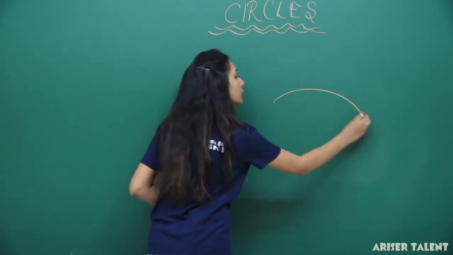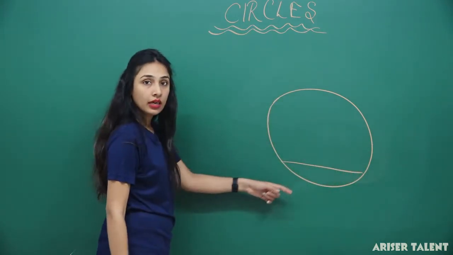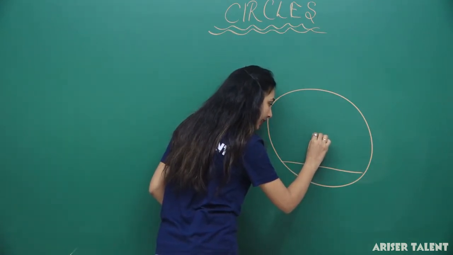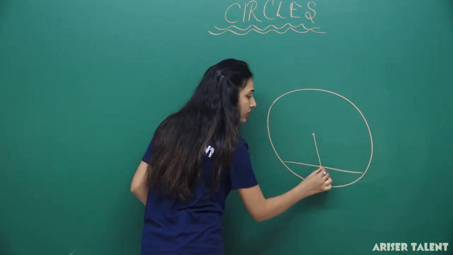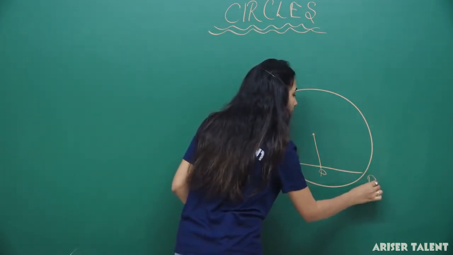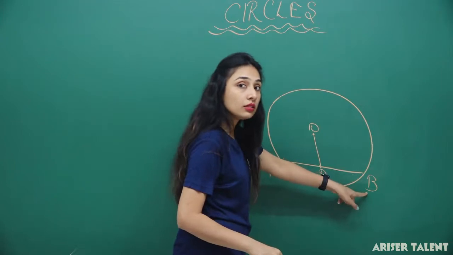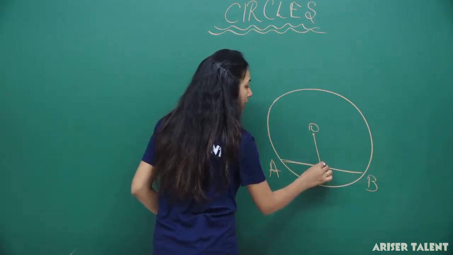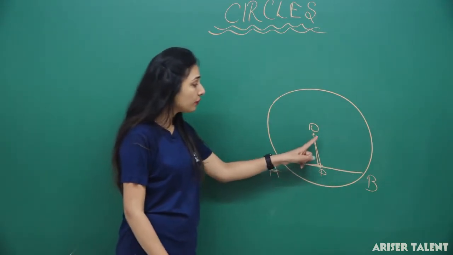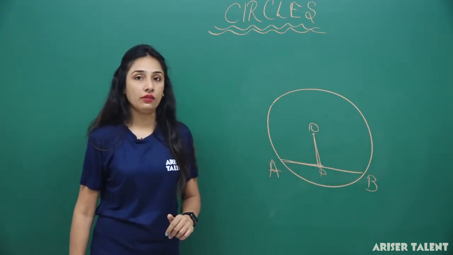Then we proved that if this is a chord and this is the center, and if I bisect this chord through this line to this point, let's say P, and these two points are A and B, and this is the point O, then OP will be perpendicular to AB, if P is bisecting AB in two equal halves.